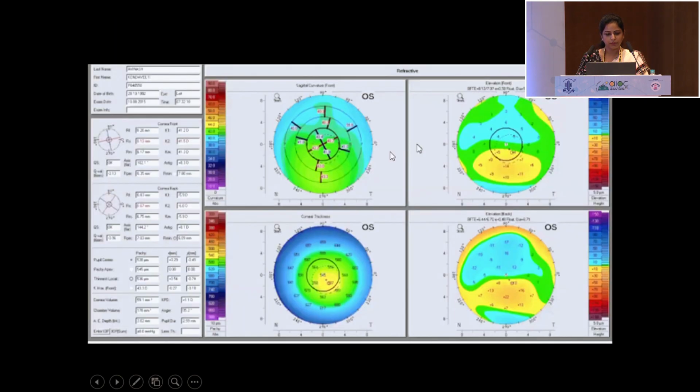Another example being, here again some steepening is present. Cornea is minimally thin, but it is correlating with the steepening. And when you see the anterior and posterior elevation, it is beyond the normal values. So this is also a high risk case and should not be taken for refractive procedure.